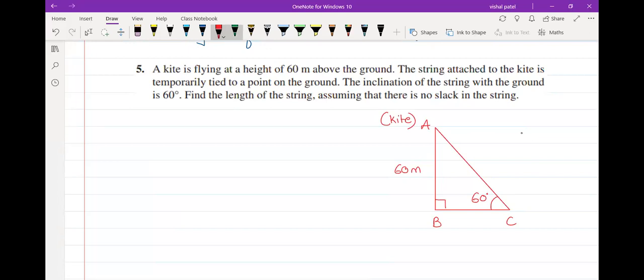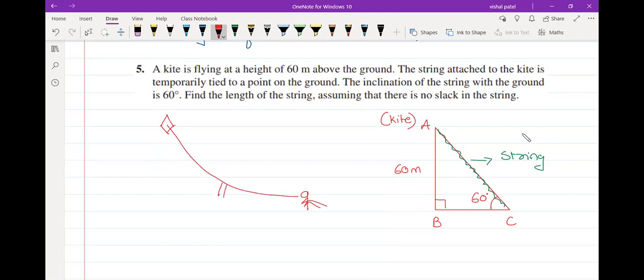And students, this is the string. What I'm showing with green color, this is the string. Obviously we know the string goes slanting, connected to the kite, and the question is to find the length of the string assuming there is no slack in the string. Now this concept in triangles I have explained to students. Whenever the kite is flying and you are on the ground, your string is always going to be like this.